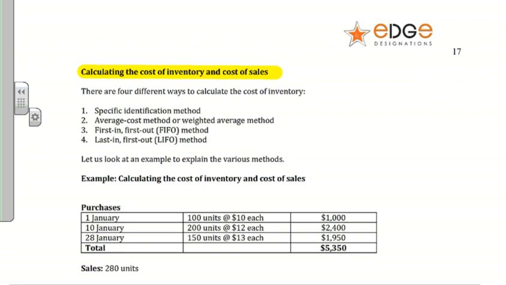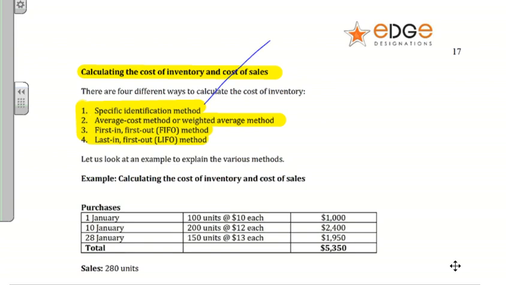When I try to calculate the costs of inventory and cost of sales, there are four different ways to calculate the cost of inventory: specific identification, the average cost method or weighted average method, first in first out, called FIFO, and last in first out, which is LIFO. And just very briefly, what are the differences between these methods?